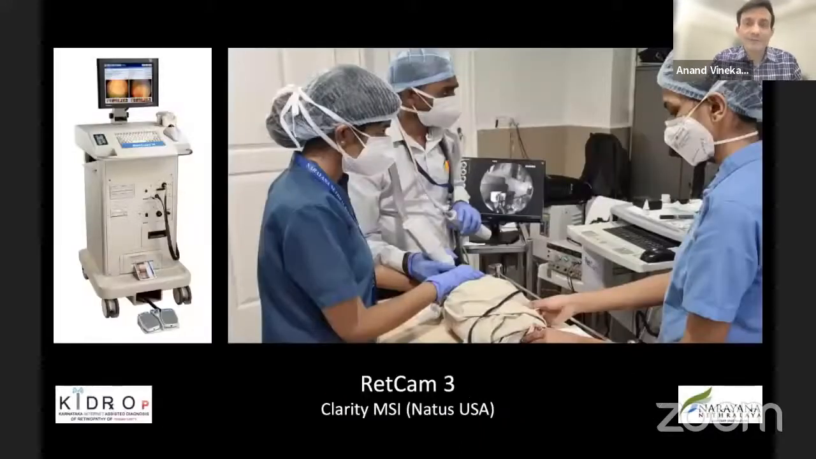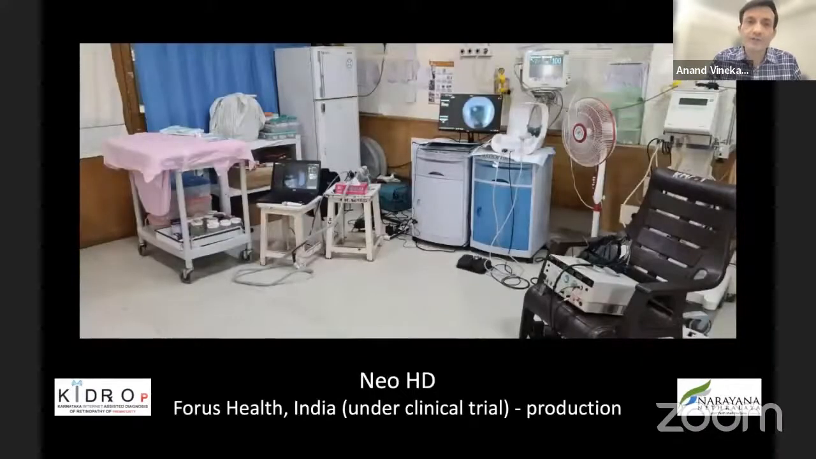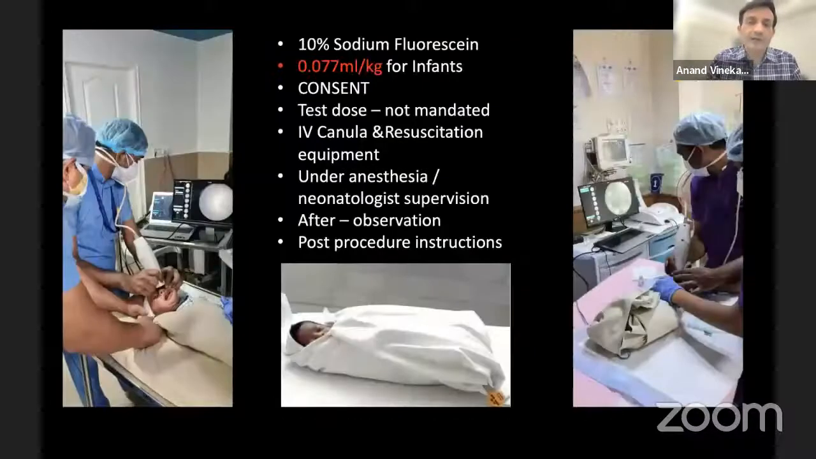I'm going to be talking about angiography in infants and pediatric cases. There are currently two devices that can be used. One is the RedCam 3, which is really not portable, so we keep it in the institute and don't move it out. The other, which is just now commercially available, is the Forus 3Nethra Neo, which now has an FFA module. During the clinical trial we took it into an NICU and used it, so it's a little more portable.